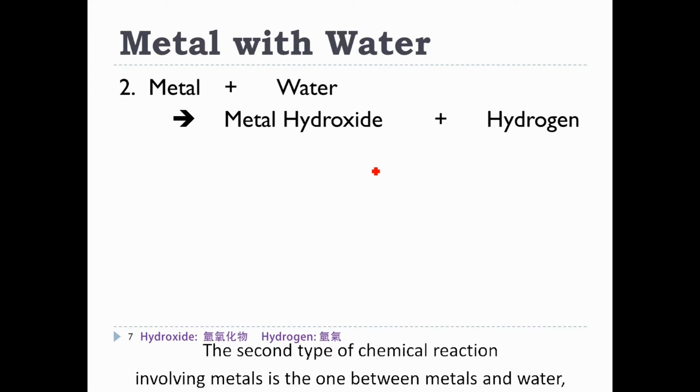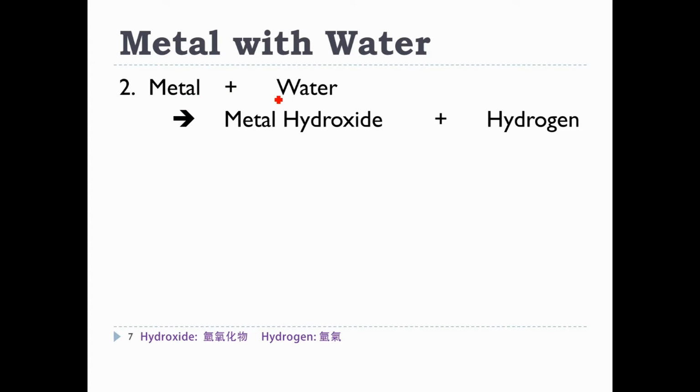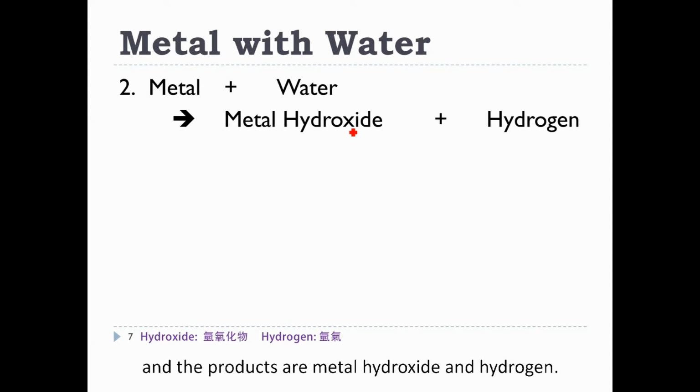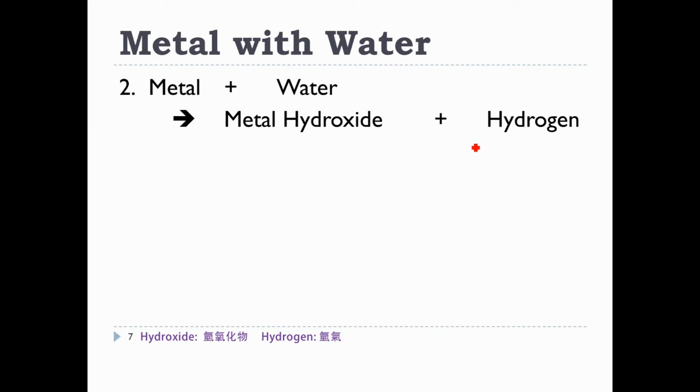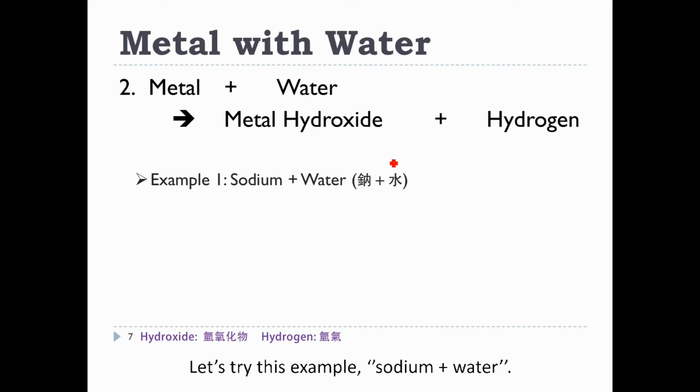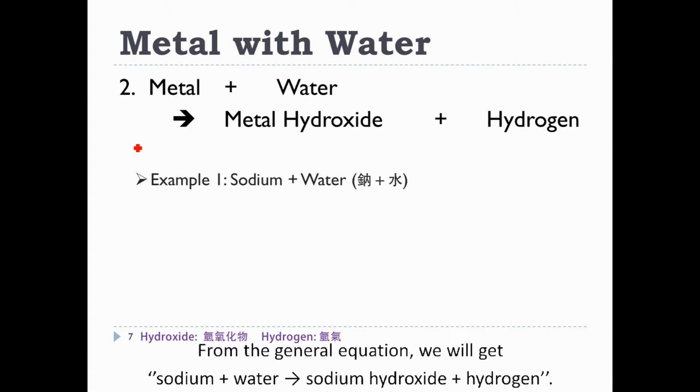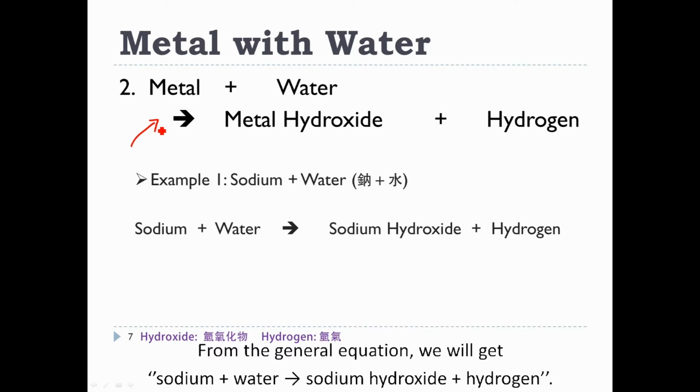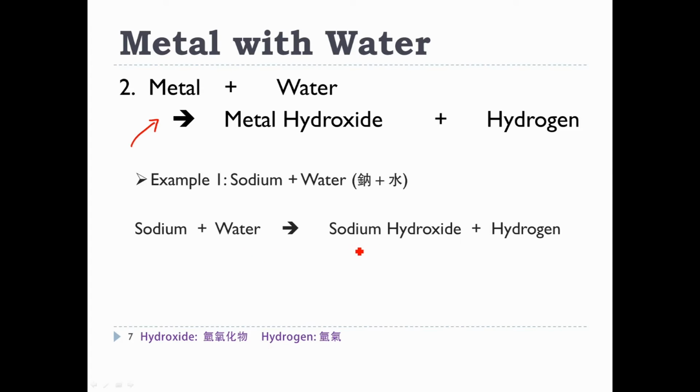The second type of chemical reaction involving metals is the one between metals and water, and the products are metal hydroxide and hydrogen. Let's try this example, sodium plus water. From the general equation, we will get sodium plus water gives sodium hydroxide plus hydrogen. Note that the product, hydrogen, is a gas.